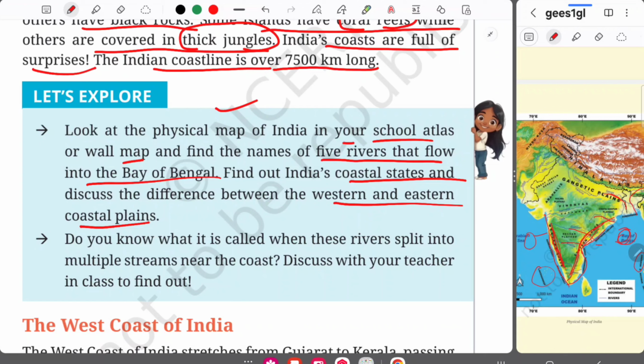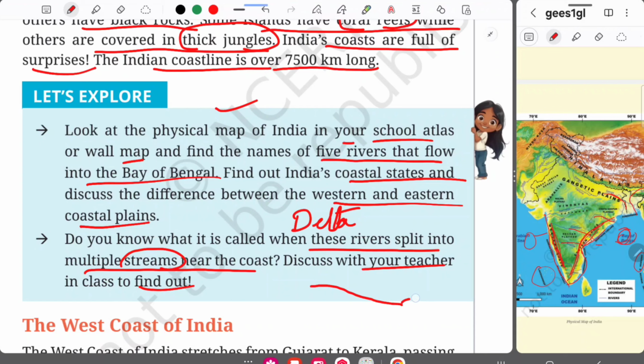Next, let us see the next question. Do you know what it is called when a river splits into multiple streams near the coastline? We call it a delta, D-E-L-T-A. Discuss with your teachers in your class to find out. When a river splits into multiple streams, suppose the river is coming here and splitting into many streamlines, the land created here is what we call the delta.